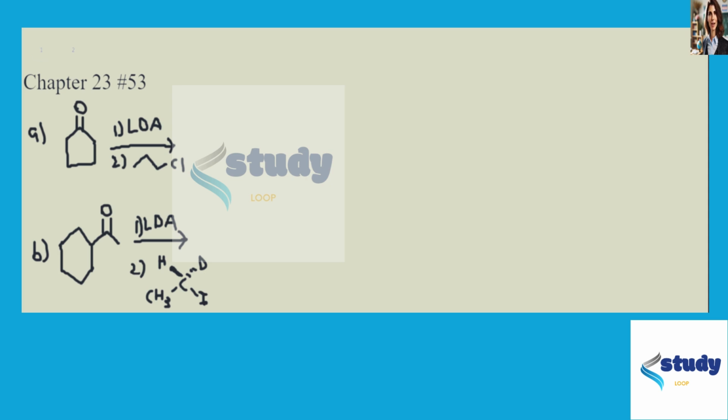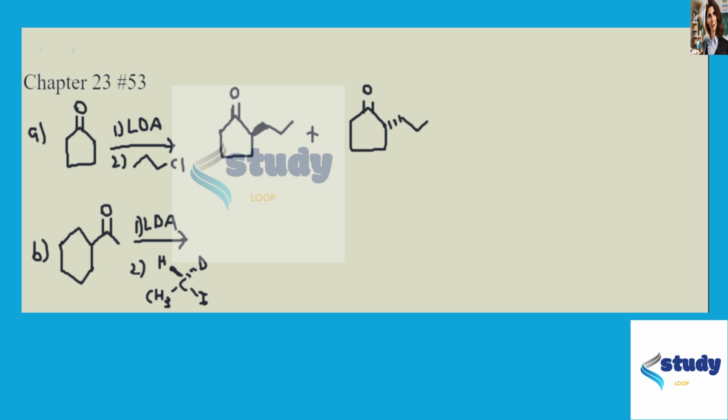Okay, and so in A, we have a ketone, so we're going to deprotonate the alpha carbon of the ketone. And in this case, the alkyl chloride can then add from either side. And so we are going to form a mixture of enantiomers here. So we should get an equal mixture of each of these two enantiomers.